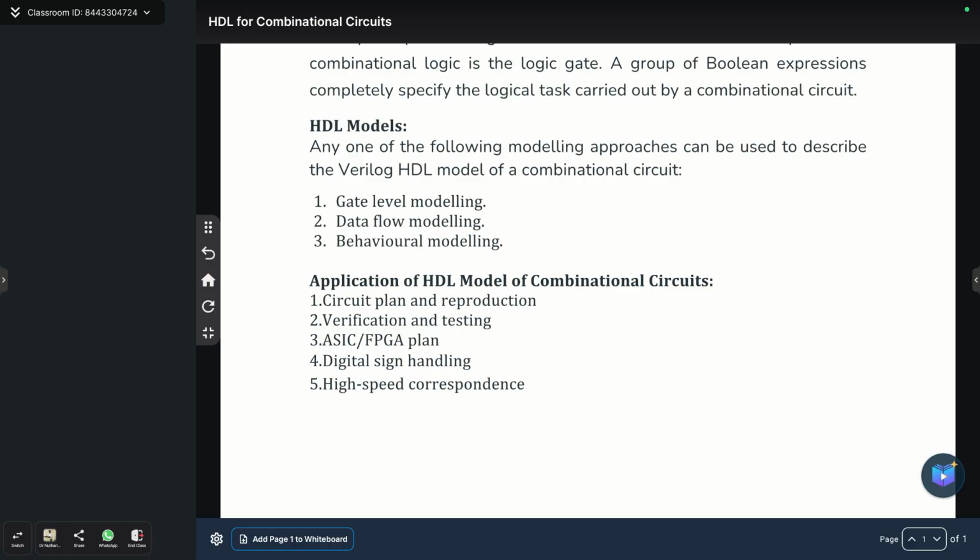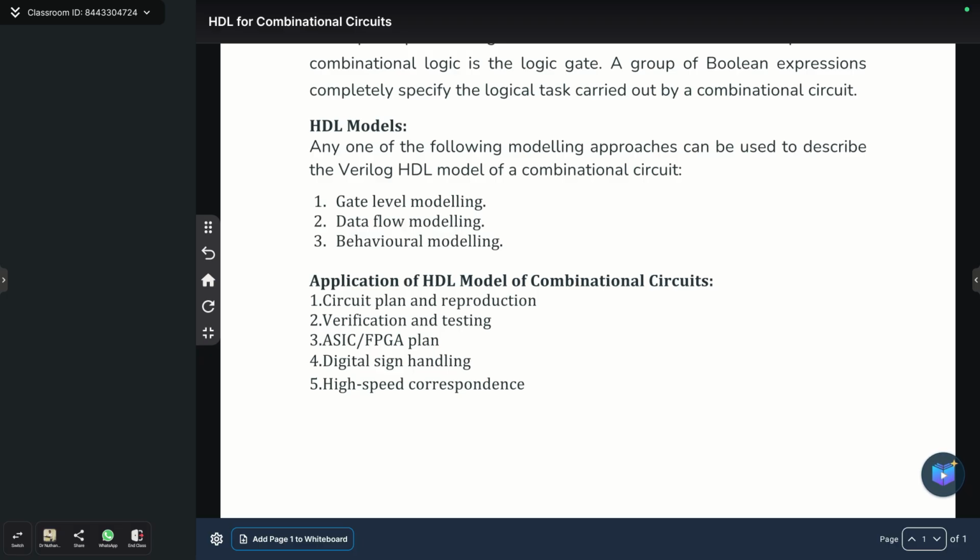And what are the applications for HDL modeling? These are the basic applications for the HDL model. Circuit plan and reproduction. Whenever we are going to design any equipment or machinery, we need a circuit plan. That is what a circuit layout. So everywhere we have designed a circuit layout. Yes or no?